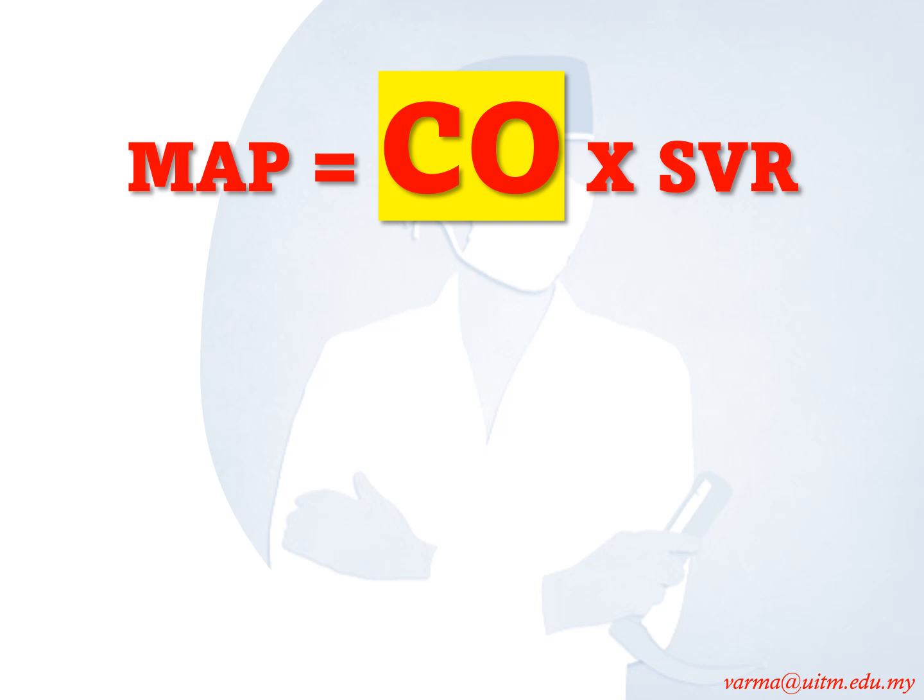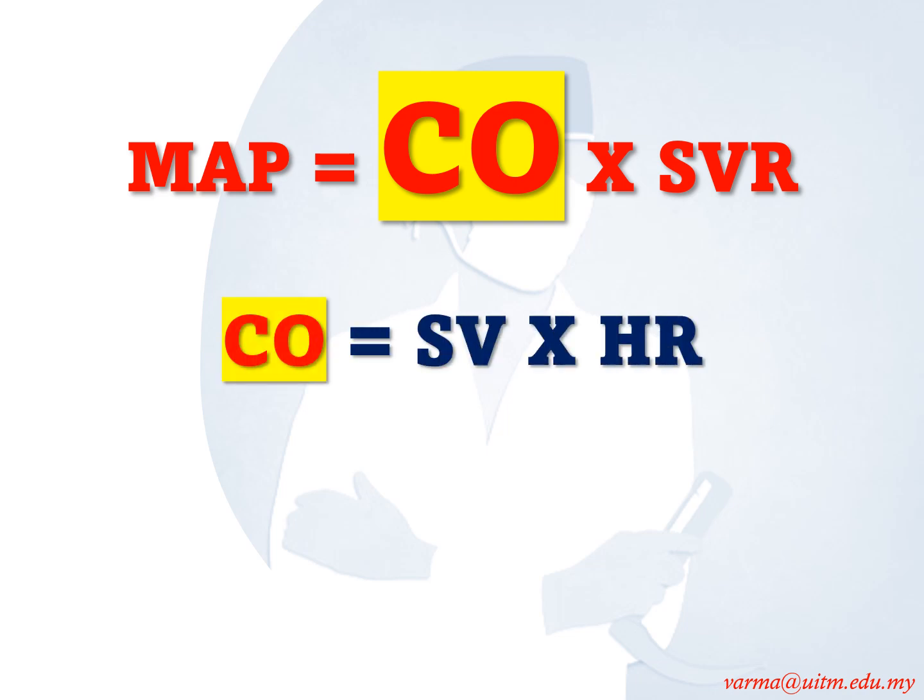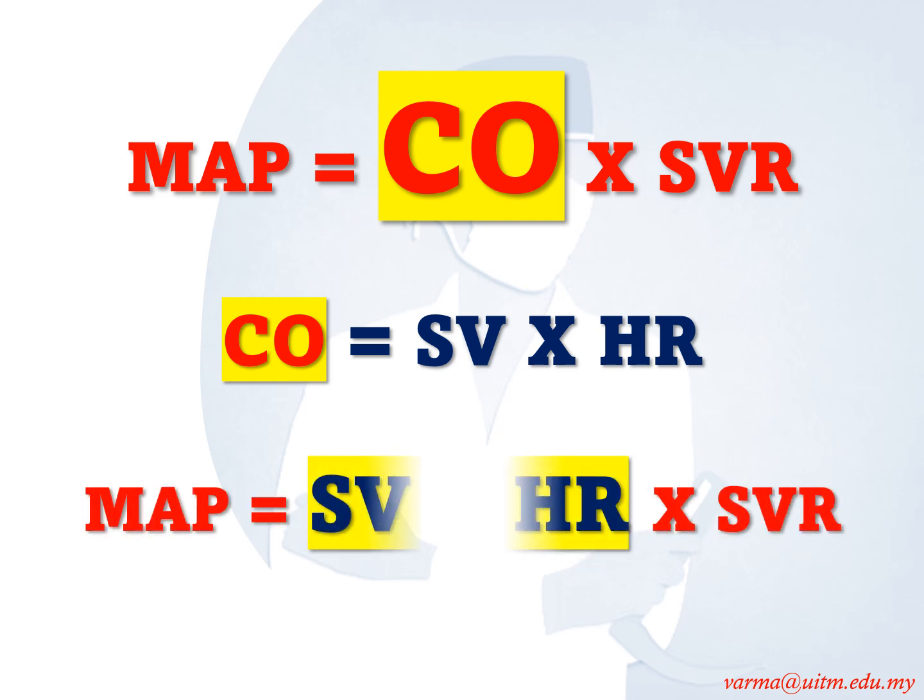Mean arterial pressure is equivalent to cardiac output times systemic vascular resistance, and cardiac output is equivalent to stroke volume times heart rate. So mean arterial pressure is equivalent to stroke volume times heart rate times systemic vascular resistance. I'm re-emphasizing this slide many times because all these factors may affect the patient's blood pressure, so we need to bear this in mind during our clinical practice. When a patient is having hypotension, we need to consider that all these parameters can be affected.